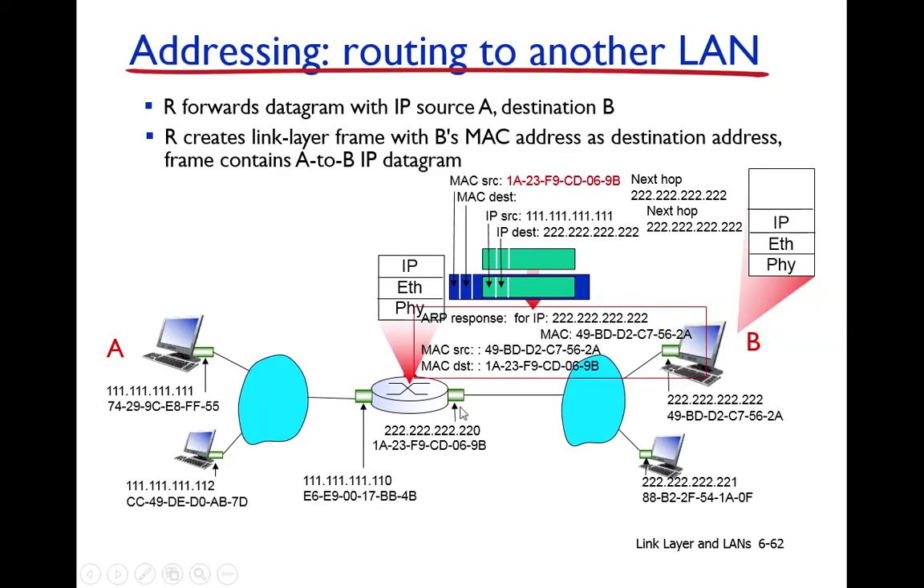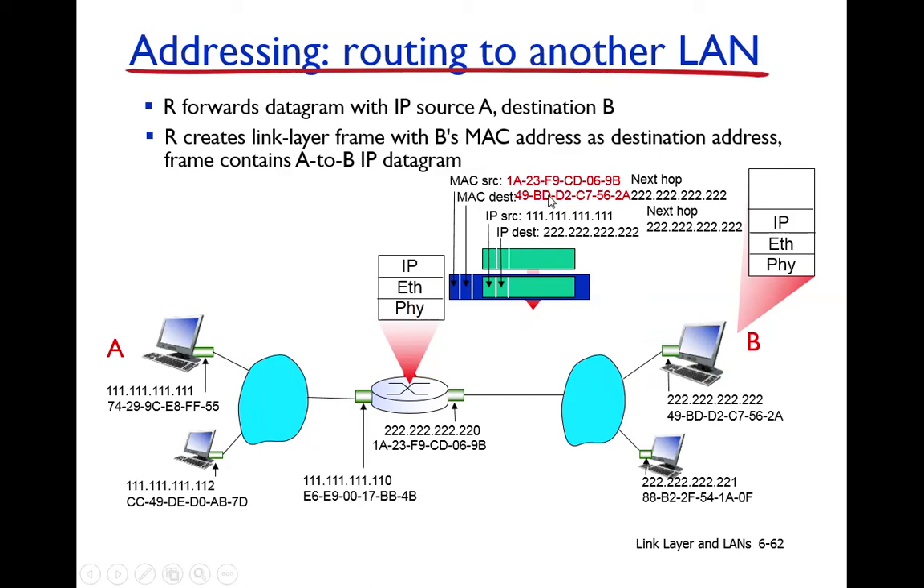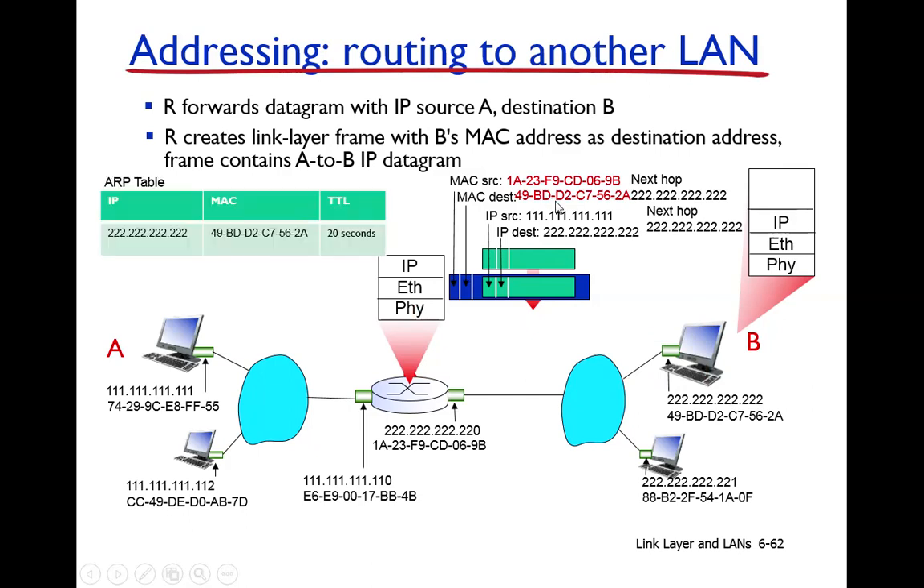When this interface receives the ARP response message, this MAC address will be put here as the MAC destination address. You can see it. Also, this MAC address will be stored in the ARP table as well, so we have discussed it in the previous step.